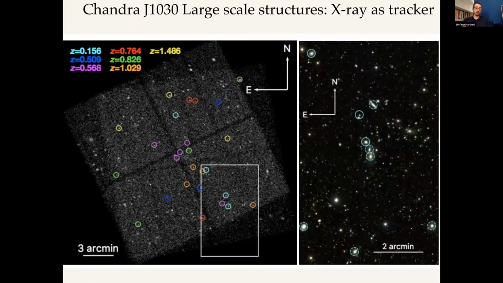At different redshifts. So the sources could be spread across the whole field of view of Chandra and still belong to the same structure. Thank you.